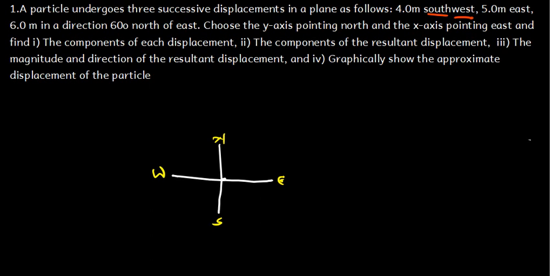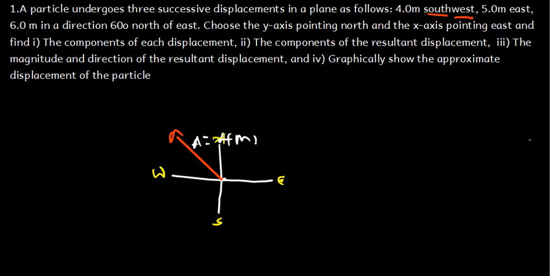I know that this is my north, south, east, west. The first vector is saying 4 meters southwest. Southwest meaning the angle is in between south and west. We have 4 meters, 5 meters, and 6 meters. So 4 meters is going to be shorter than 5 meters, and 5 meters is going to be shorter than 6. So this is the first vector, which we are going to say is vector A, which is 4 meters.